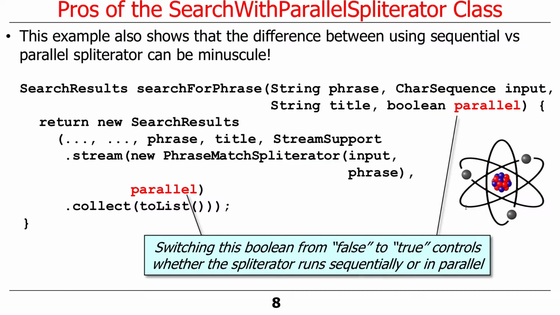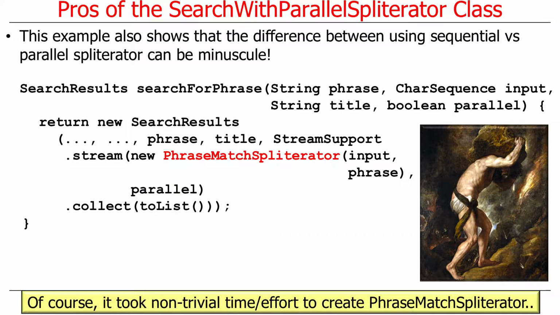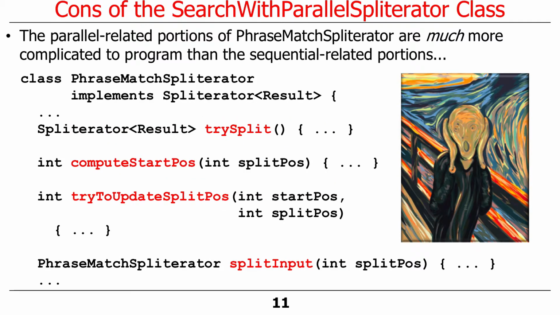The changes we had to do here were relatively minor at one level. All we did was change the use of this Boolean from false before to true, so that was good. This part of the program didn't really change other than changing the flag. However, to be perfectly honest, writing the parallel version of the phrase match spliterator was not easy, and we'll talk more about that in a second. As you may have guessed when we looked through the code, there were lots of subtle edge cases to deal with. So that leads us to the cons.